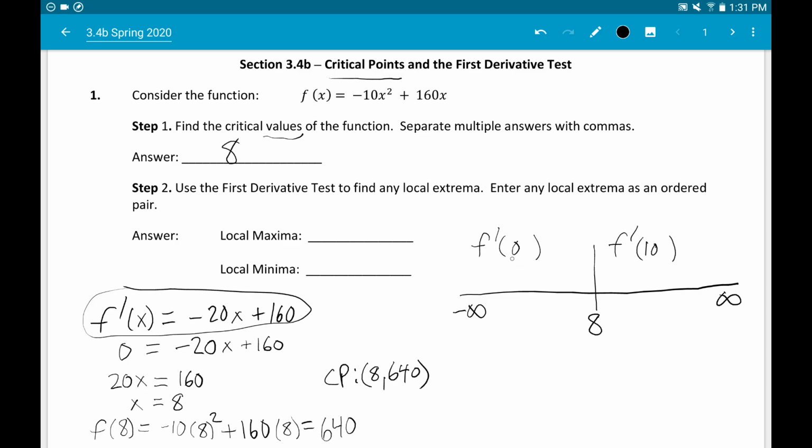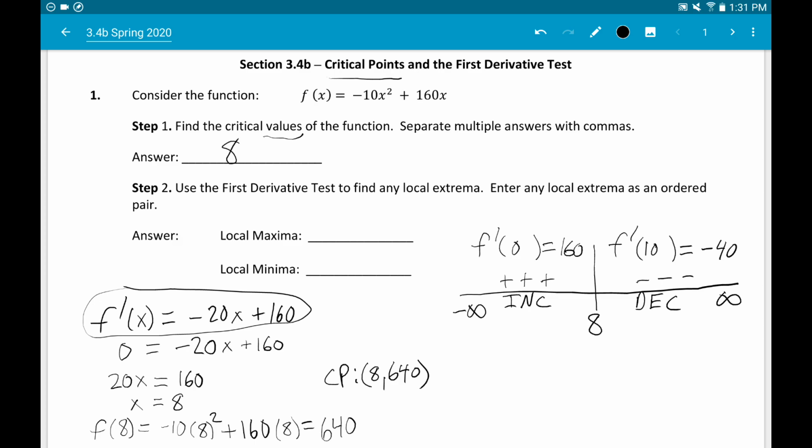Okay, so if I plug in 0, -20 times 0 is 0, plus 160 is 160. Okay, so that's a positive number. So that's an increasing interval. If I plug in 10, -20 times 10 is -200, plus 160 is going to give you -40. Okay, so that's a negative number. That means this is a decreasing interval.